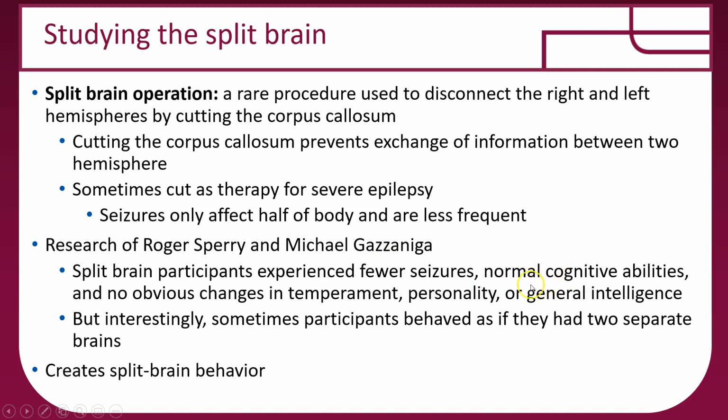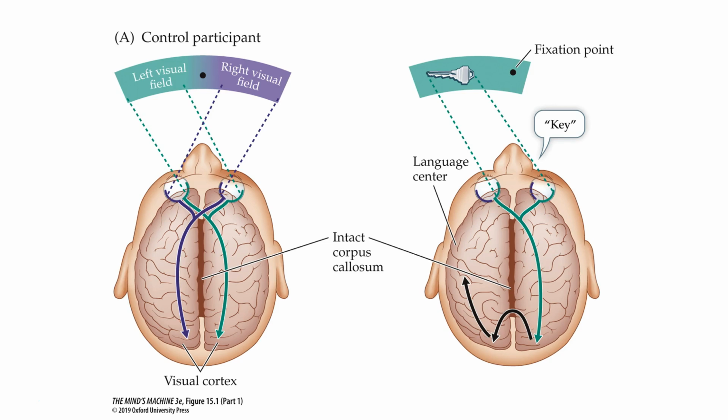Sperry and Gazzaniga were two researchers who studied split brain patients. They saw they experienced fewer seizures, seemed to have normal cognitive abilities, which is pretty amazing, and no obvious changes in their temperament, personality, or general intelligence. So they really functioned quite well in the real world, but sometimes the participants behaved as if they had two separate brains, creating what we call split brain behavior, only when you really saw this in a very controlled laboratory environment.